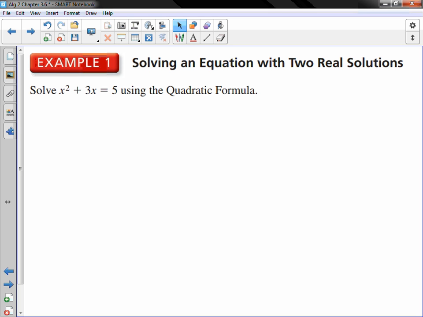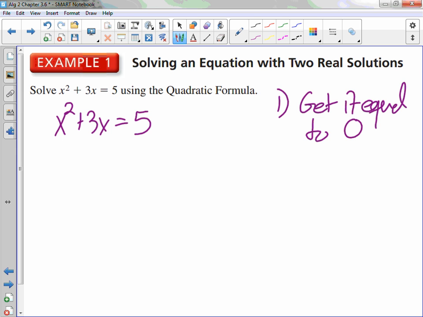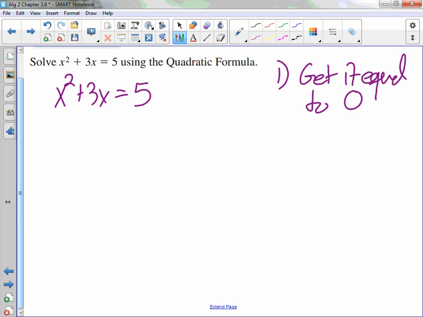Now the first problem we have is this here. There are some steps, and the first step in using the quadratic formula is to get it equal to 0. We need everything on the same side. The only exception is if we're completing the square. That's the only time we wouldn't have everything on the same side of the equal sign.